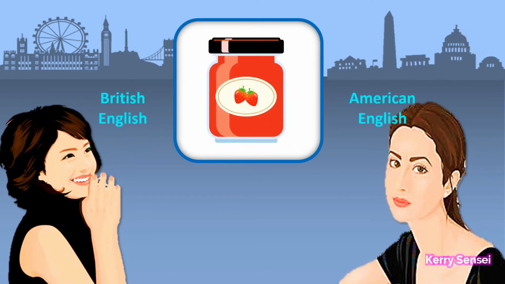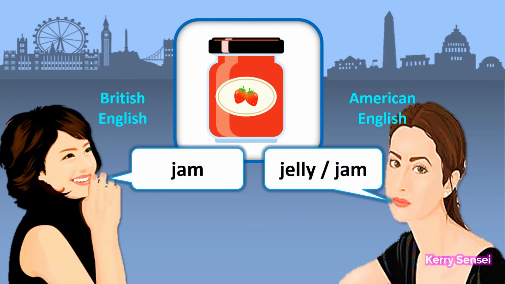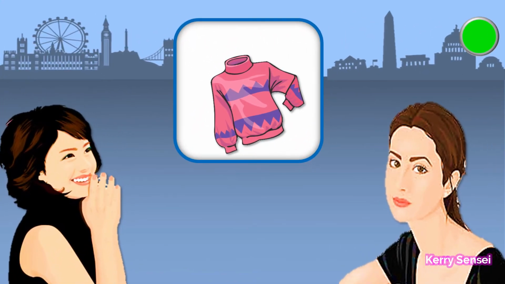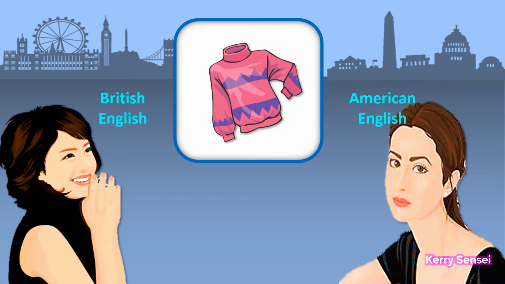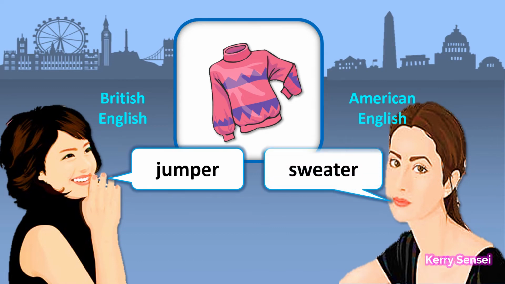In British English, this is called jam. In American English, this is called jelly or jam. In British English, this is called jumper. In American English, it is called sweater.